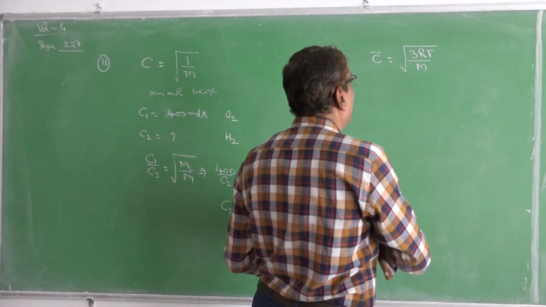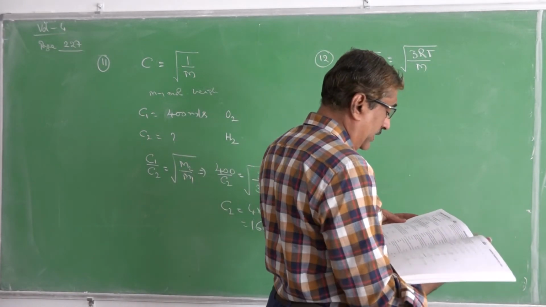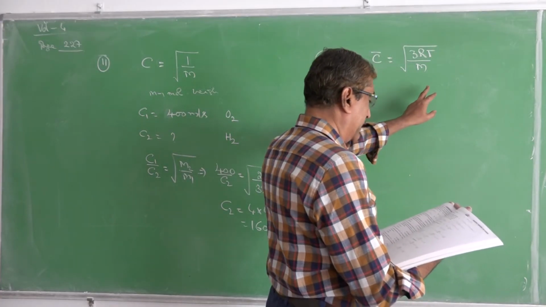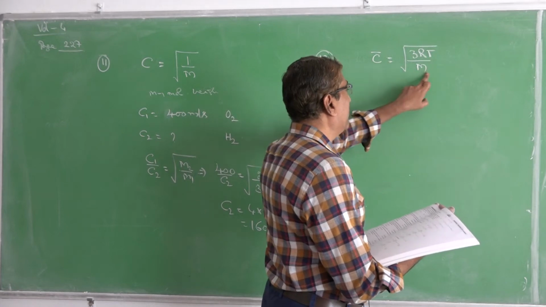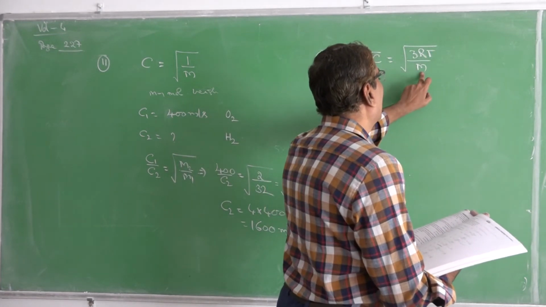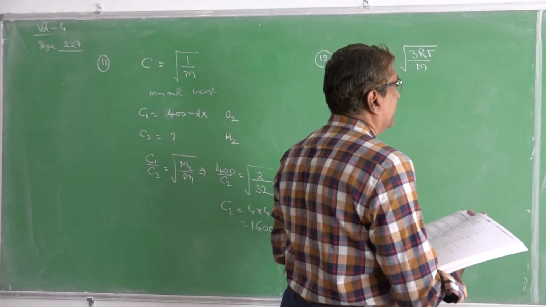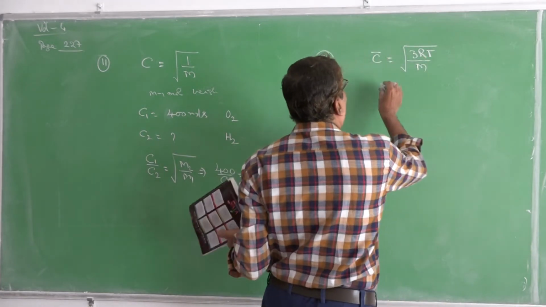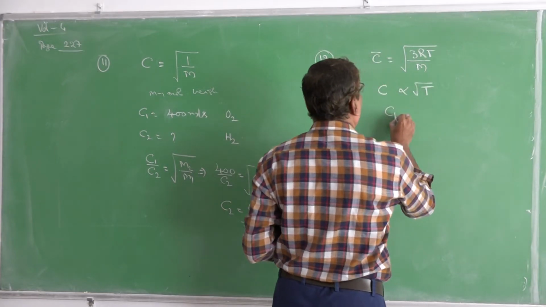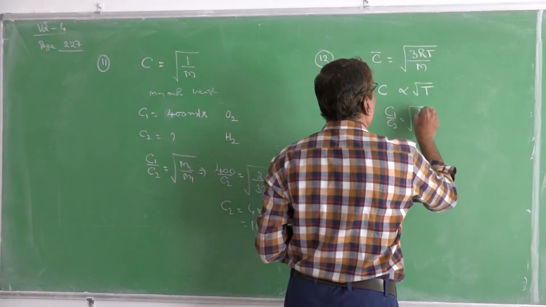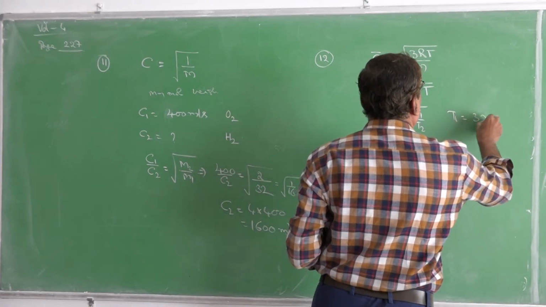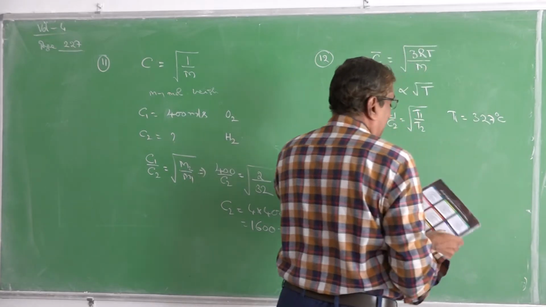Now, here the temperature is changed, the same gas, that means only the temperature of the gas is changed. So, molecular weight remains constant, R itself is a constant. So, we can write RMS velocity is proportional to square root of T. So, C1 by C2 is equal to square root of T1 by T2. Given T1 is 327 degrees centigrade.